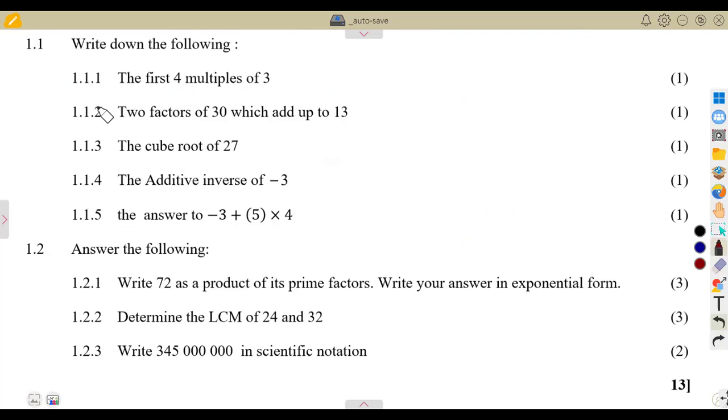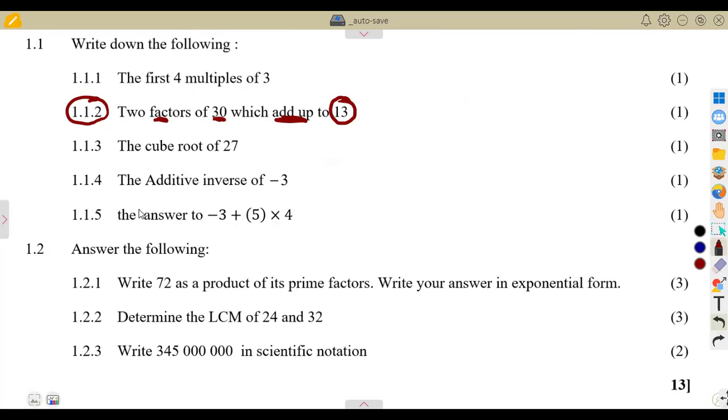Let us check the second part. 1.1.2. We need 2 factors of 30 which add up. Take note. They are not just factors of 30. No, they must add up to 18.